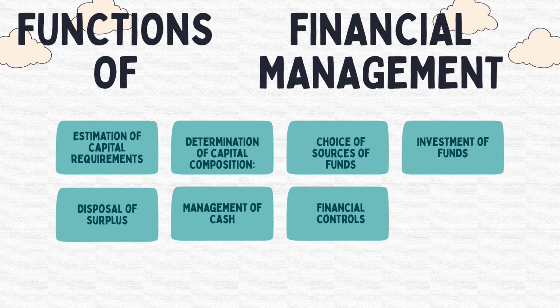And last is the financial controls. Financial management involves not only planning, procurement, and utilization of funds but also exercising control over finances. This can be done through many techniques like ratio analysis, financial forecasting, cost and profit control, and others.